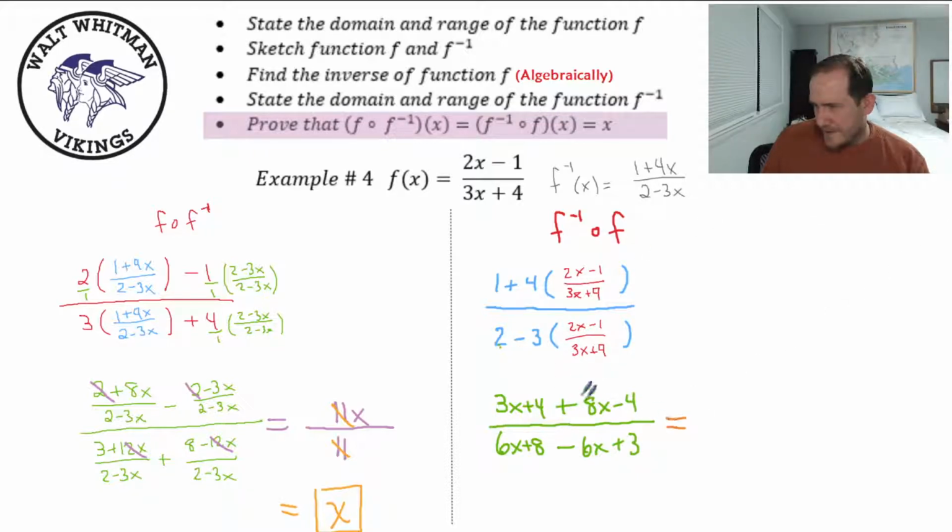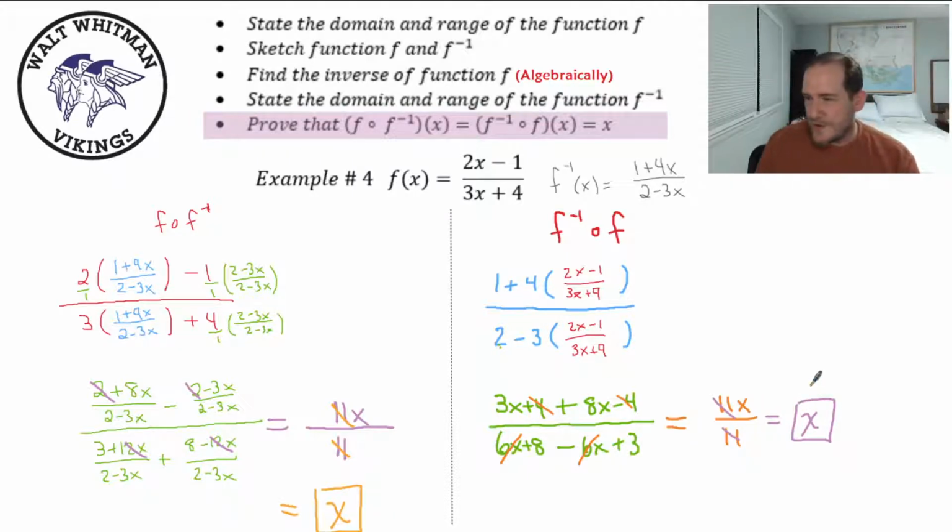So I believe now we can just say that the 4s cancel, and I again get 11x, like I did before. And then the 6x's cancel. 8 and 3 makes 11. Cancel the 11s, and you get x. So we have proven that our functions truly are inverses of one another by composing them. And that's it. That's the end of it.